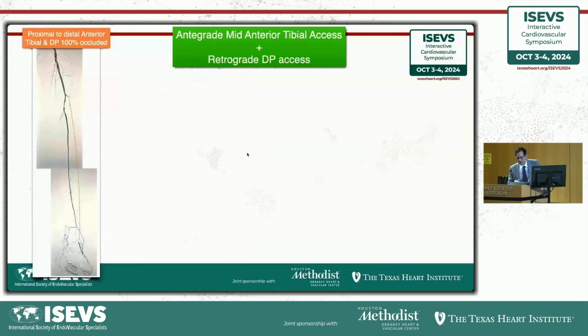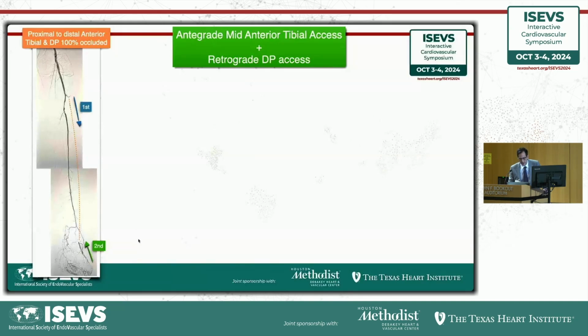Antegrade mid-anterior tibial access and retrograde DP access. Again, the topic here is be creative. Any access is available as long as you do this with a safe technique. This is an occlusion of the anterior tibial artery from proximal to distal. I tried from above. I felt pretty confident that I could get the DP and retrograde. It seemed like a nice distal cap.